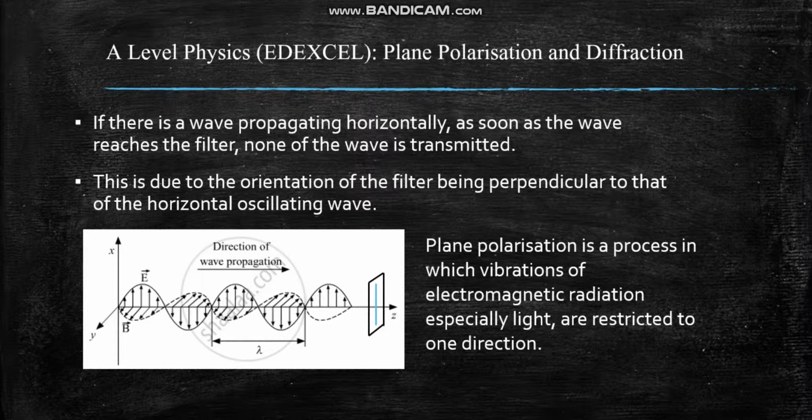Now, if there's a case where we have a wave oscillating horizontally, as soon as the wave reaches the filter, none of that wave is transmitted. And this is due to the orientation of the filter being perpendicular to that of the horizontally oscillating wave. Now, if that filter were to be moved through 90 degrees, then all of that horizontally oscillating wave would be transmitted through. So basically, plane polarization can be defined as a process in which vibrations of electromagnetic radiation, especially light, are restricted to one direction.